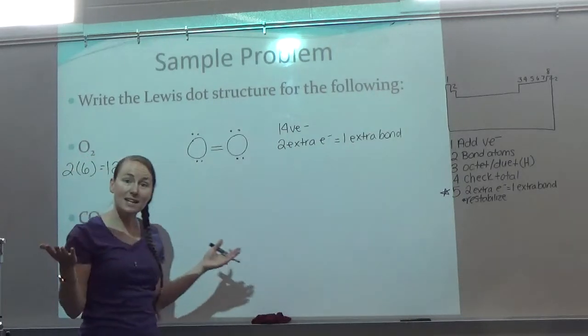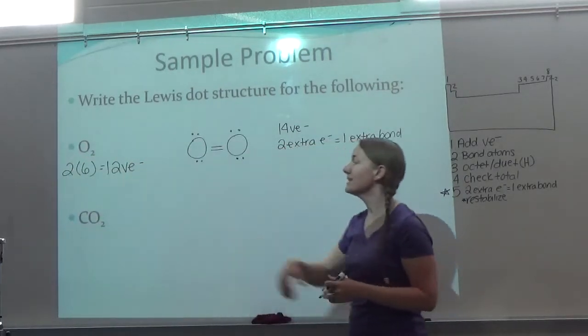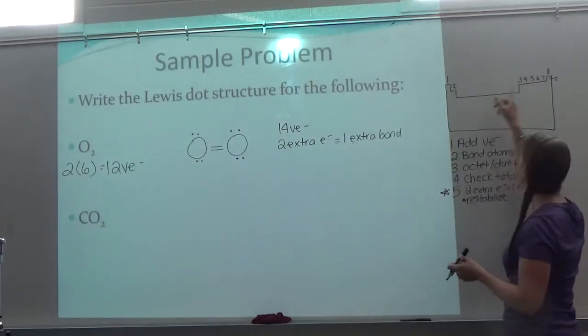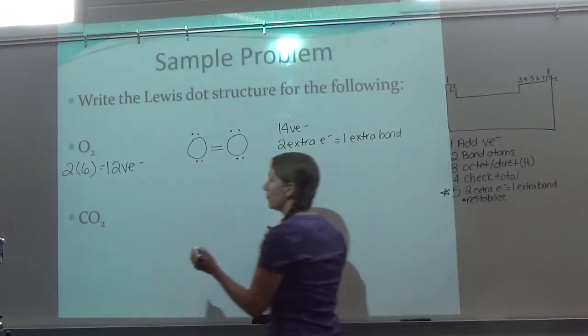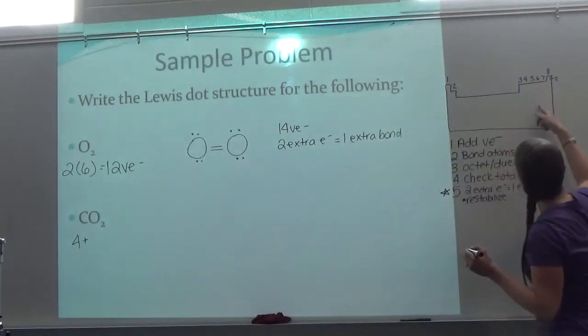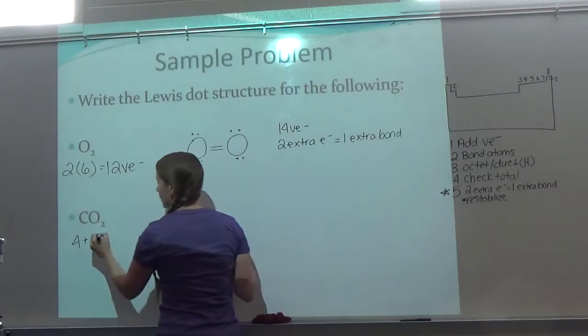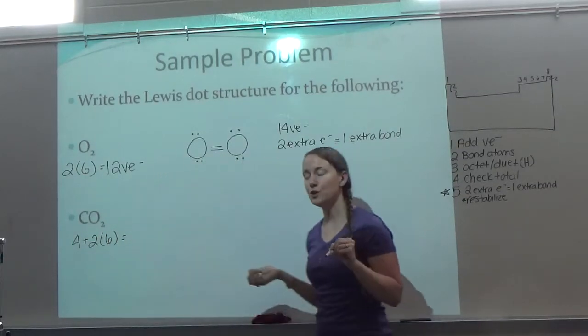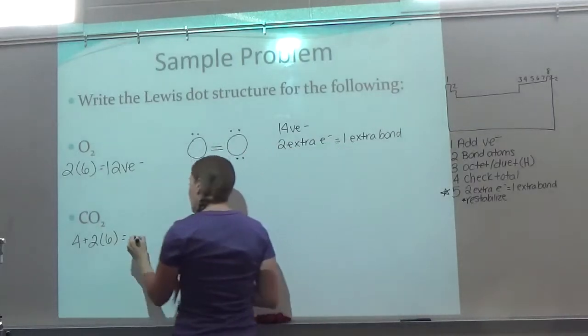All right, so let's look at another one. So we're going to look at CO2. So my first step is add my valence electrons. So carbon is in group 14, so it has 4 valence electrons. Oxygen is in group 16, so it has 6 valence electrons. But because it has a subscript of 2, I'm going to multiply it by 2. So 12 plus 4 is 16.